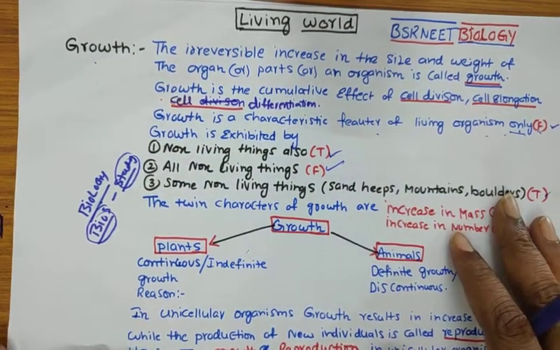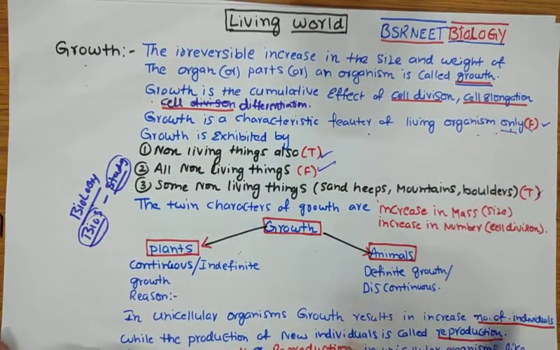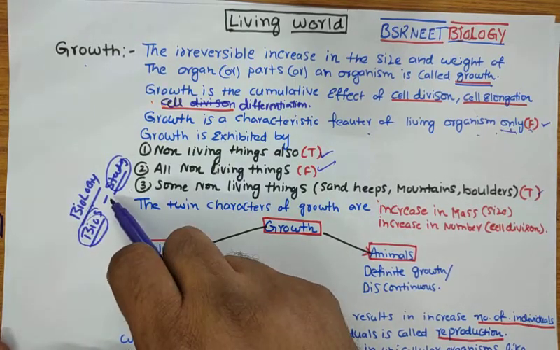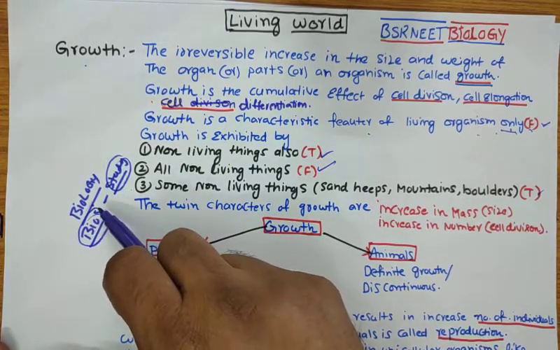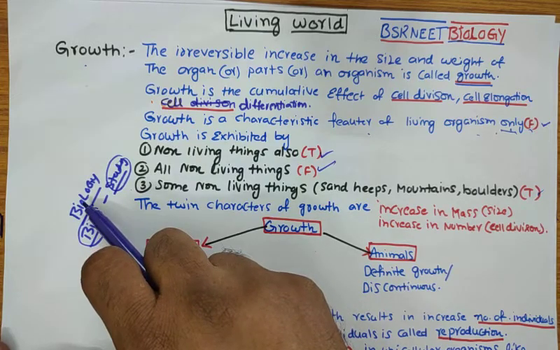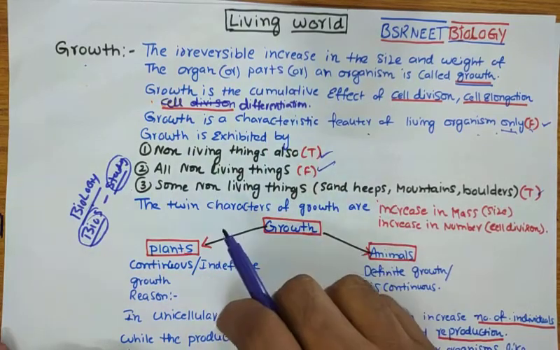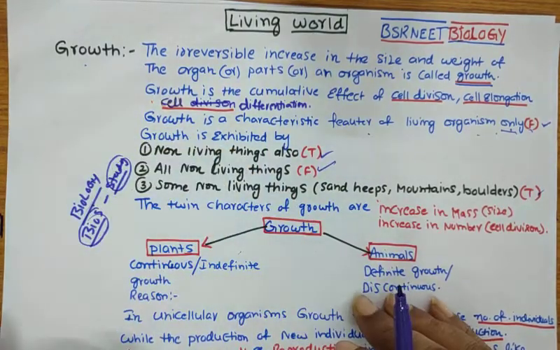Living world: the study of living things is called biology. Bios means life, logos means study. The study of living things is called biology. Living organisms exhibit different characters. One by one, we are discussing growth.